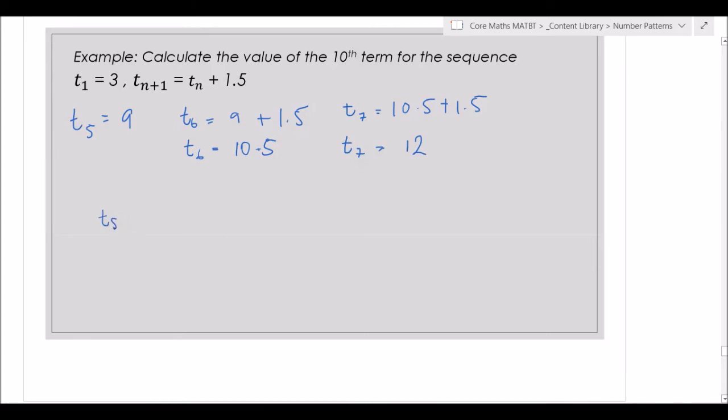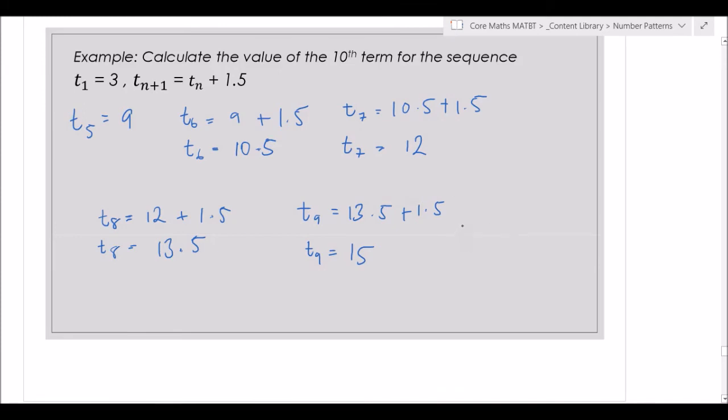Term number 8 will be 12, which is what term 7 was, plus 1.5, and that should equal 13.5. And lastly, term number 9 will be 13.5 plus the 1.5, which is the common difference. Remember, that's where we get the common difference in our recurrence relation. So that will equal 15. So term number 9 is 15. Oh, sorry, we're looking for term number 10. I thought we were going to finish at 9.